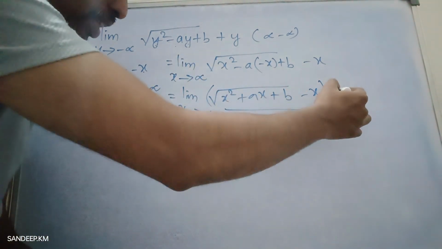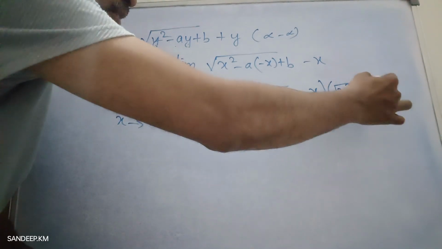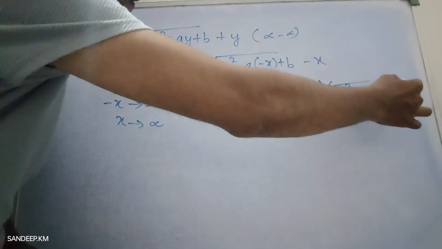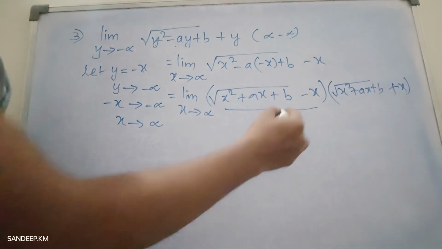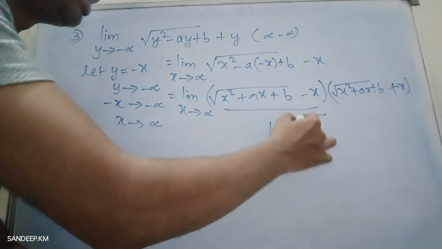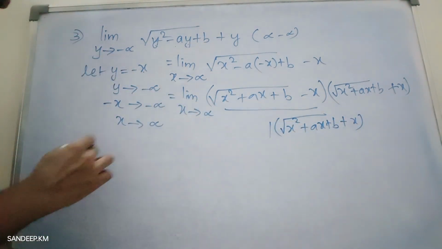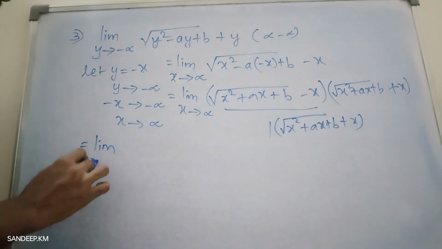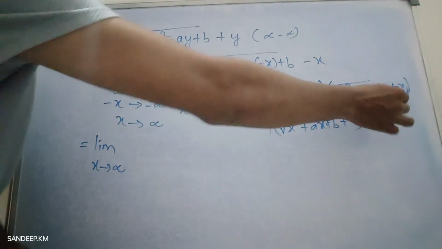Multiply the numerator with its conjugate, square root of x square plus ax plus b. Instead of minus x, I will take plus x. So if I multiply in the numerator, you should also multiply with the same thing in the denominator. So it is equal to limit x approaches infinity, a minus b into a plus b.